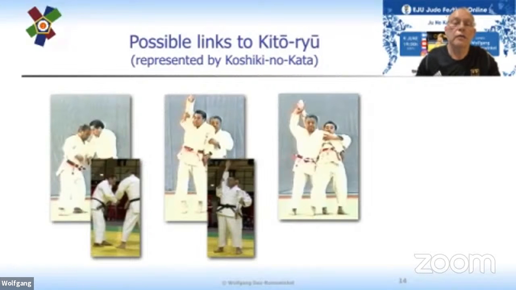This is another situation. This is the final position before the throw in Taniotoshi, what is called Taniotoshi in Koshiki no Kata. Please don't confuse it with Taniotoshi as a Nage-waza.